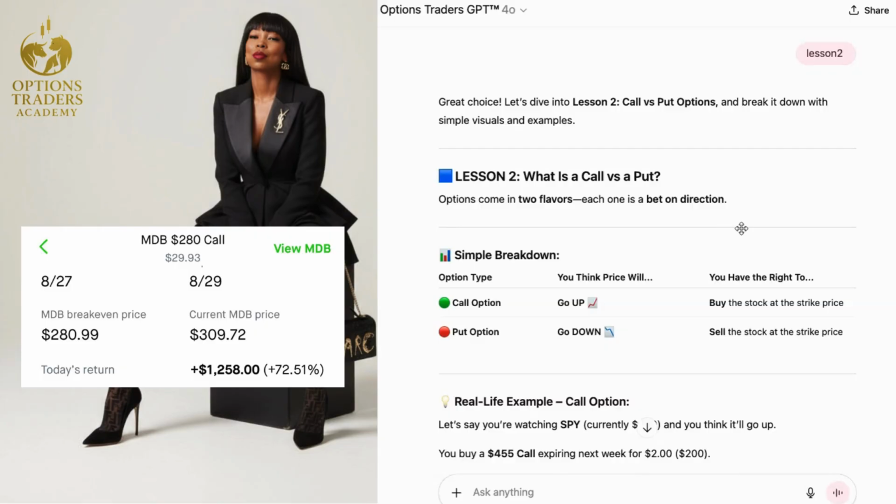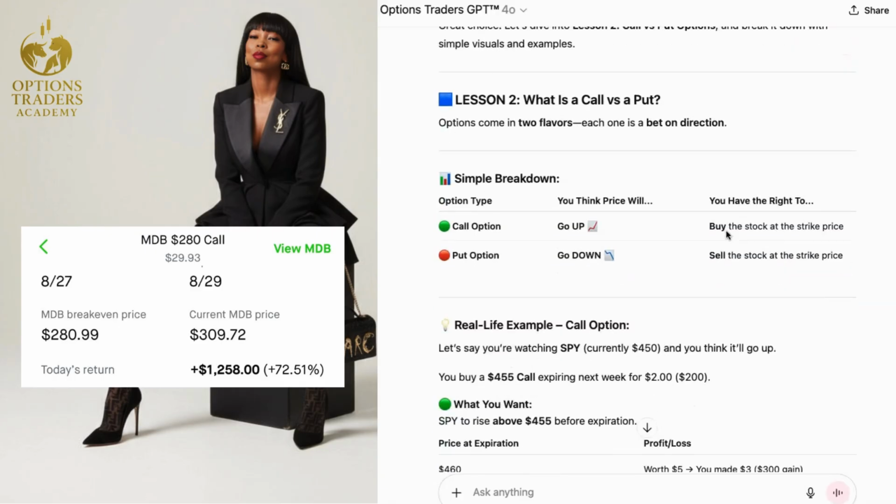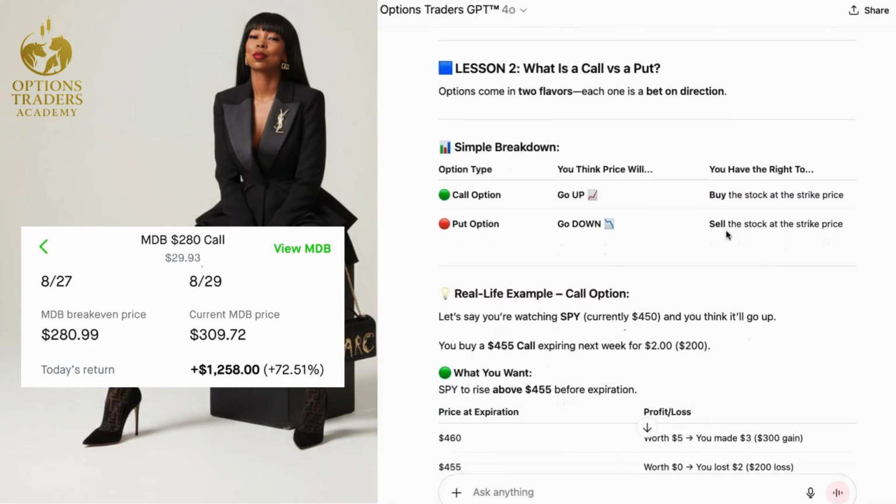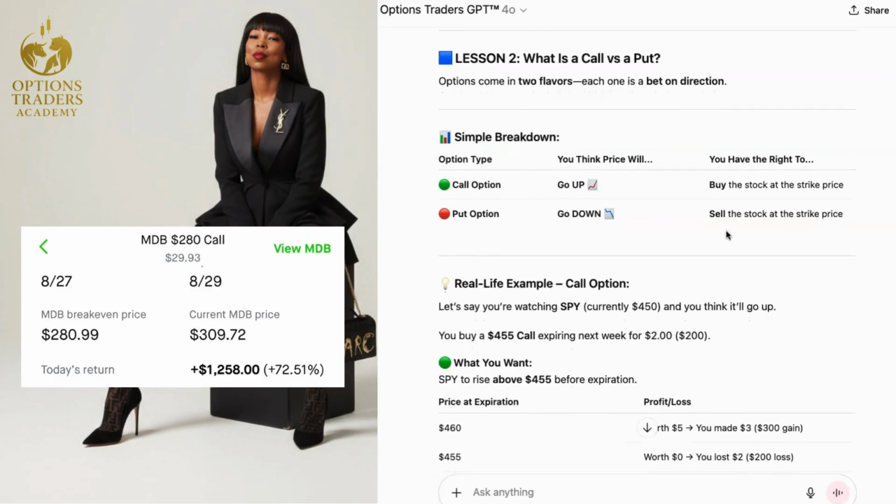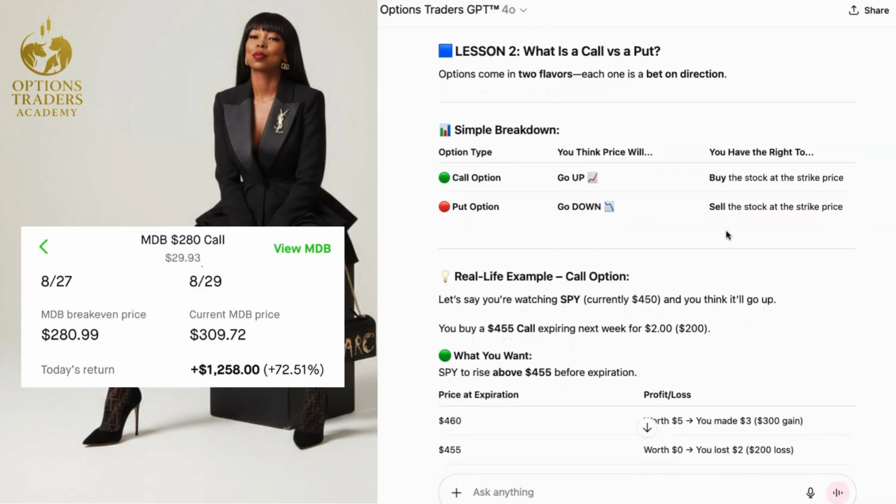All right, so let's dive into lesson 2 of options trading for beginners. For this lesson, we are going to go straight into what is a call versus a put. Options come in 2 flavors, and each one is a bet on a direction.